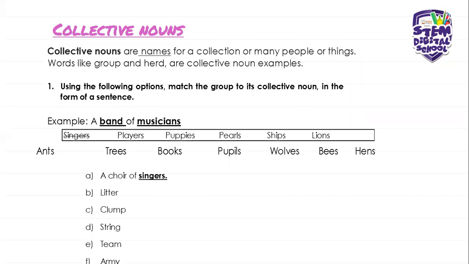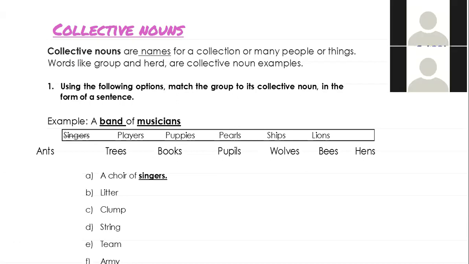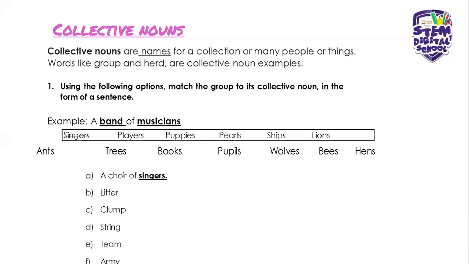Let's look at our example before we start answering, friends. Remember, when we answer, we do what? We raise our hands, and then I will give you permission to open your mic. Our example says a band of musicians, meaning when there are many musicians, we call them a band. Let's look at number A. It says a choir of singers. Now, we've already scratched out the word singers to show that it has worked.